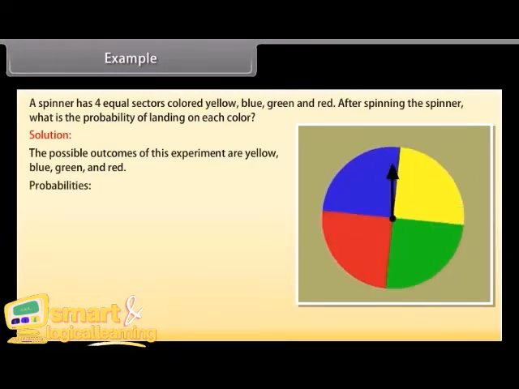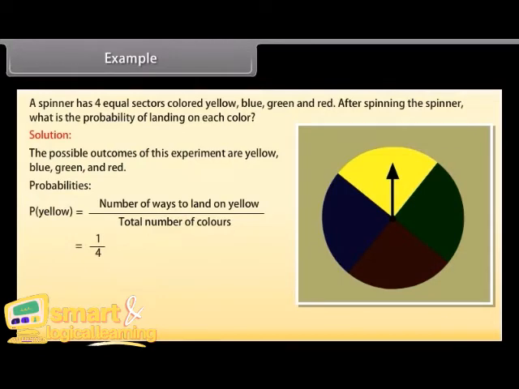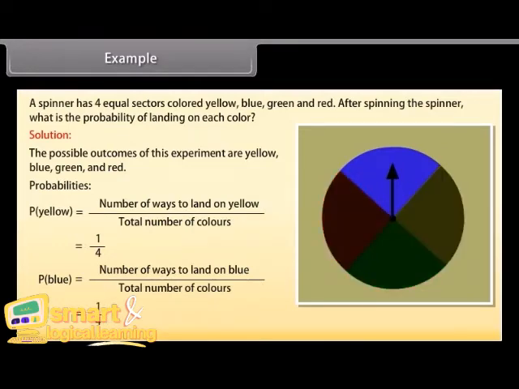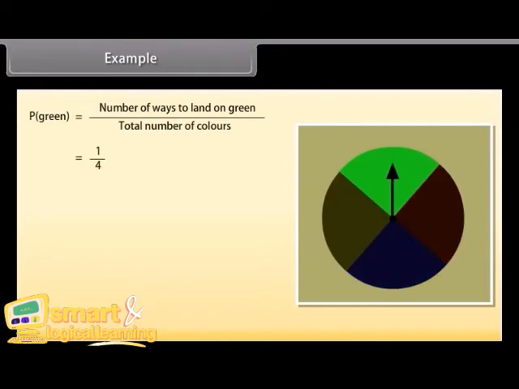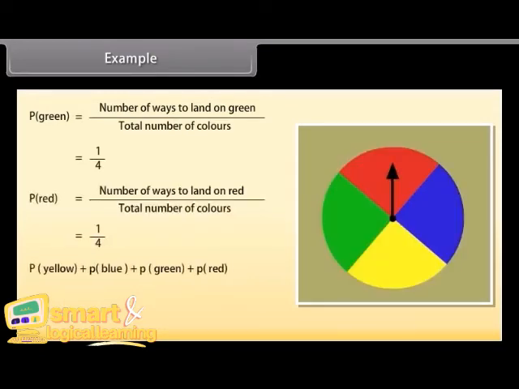Probability of landing yellow is number of ways to land on yellow by total number of colors, that is equal to 1 by 4. Probability of landing blue is number of ways to land on blue by total number of colors, that is equal to 1 by 4. Similarly, we will find the probability for green and red, and if we add all these probabilities, we will get 1.